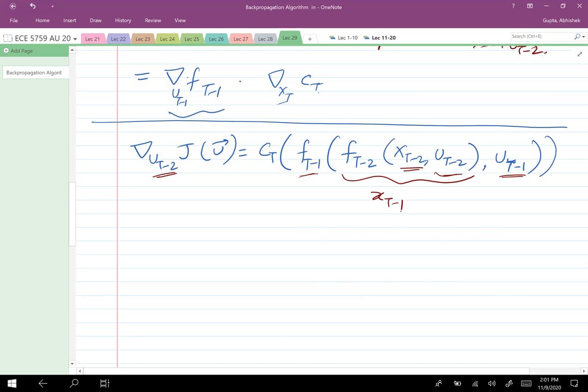Yeah, go ahead. So there is a gradient before the first function. Sorry? There is, that's right. There should be a gradient here. Ut minus 2. Thanks.